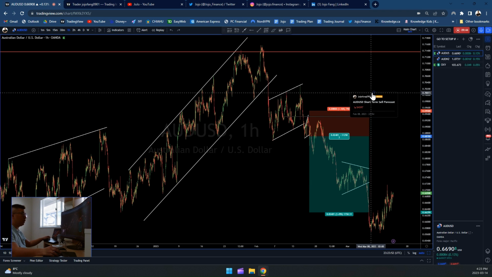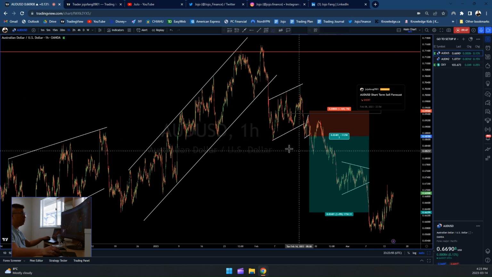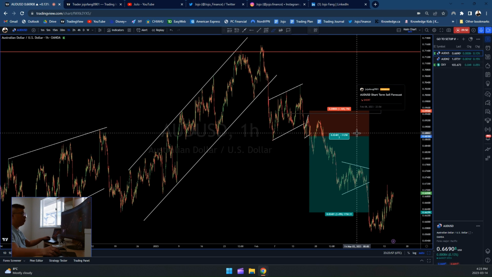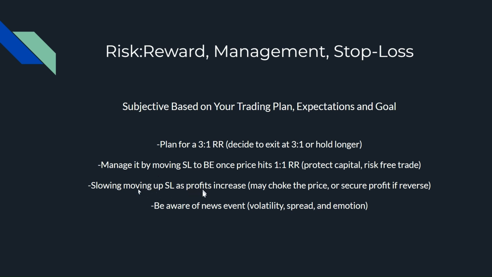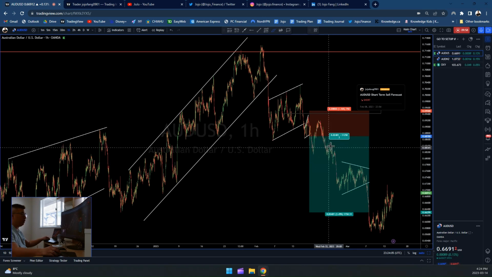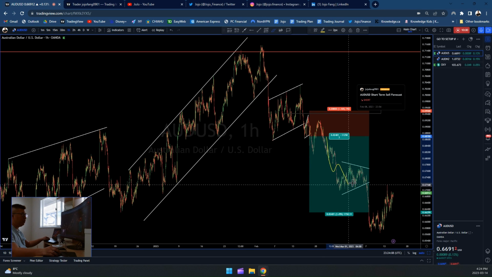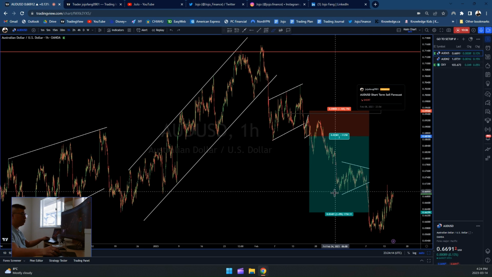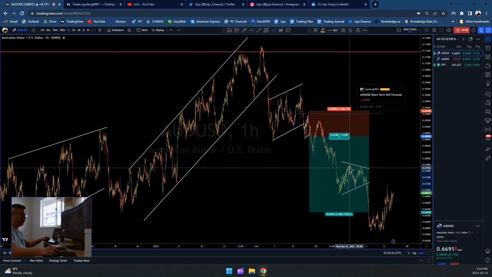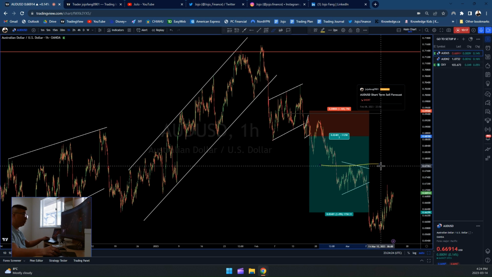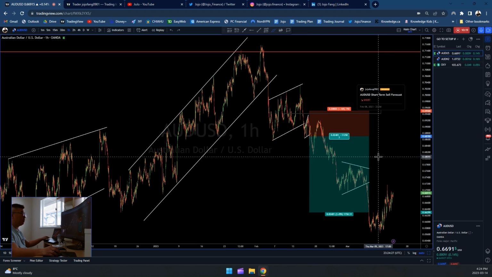So it's one of those things, just like the 3-to-1 risk reward, you have to understand which one makes sense for you and stick to it as much as you can. So slowly move down or up the stop loss as profit increases, right? It's something I developed over the years, where if the price continues down, it's good to start securing more and more profit. Even though price sometimes will pull back here, basically creating a smaller structure and then continuing the downside, if you move the stop loss too deep or too low, it might choke the price. But again, it's subjective and based on your trading plan and your expectation.